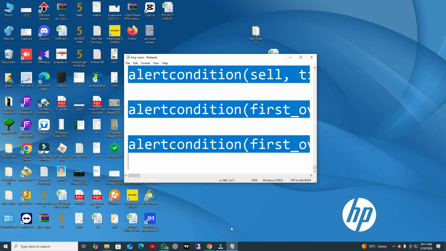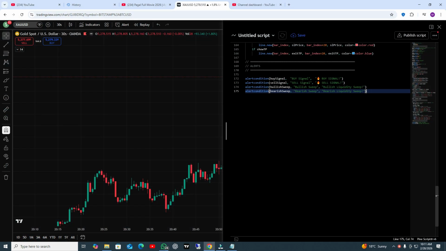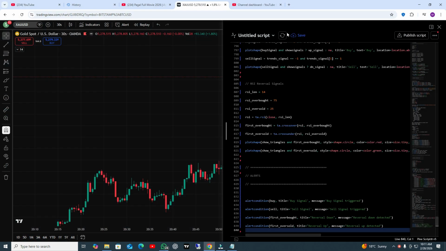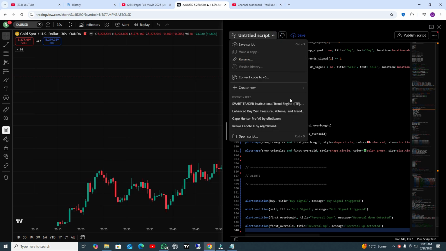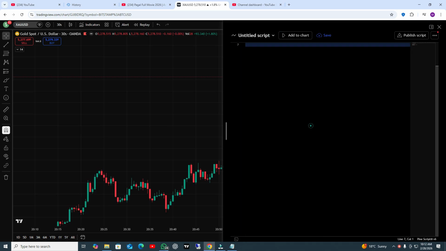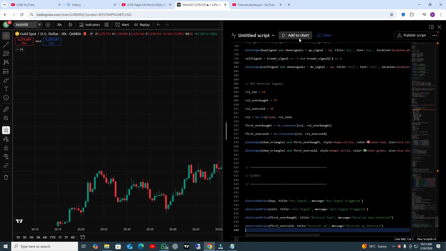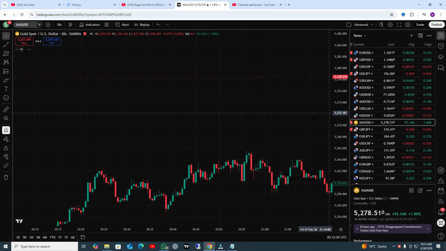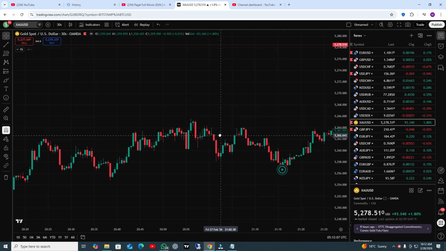This is my indicator. First we need to copy this indicator. Go to the Pine editor, paste all my code, and let me show you a very good new indicator. Okay, now Ctrl+A, Ctrl+V, and add to chart. Here we go. The indicator will look like this.